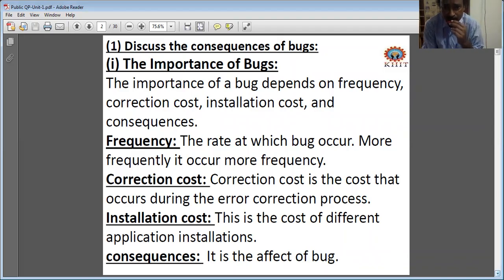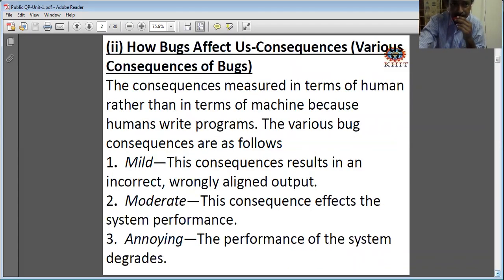Correction cost is the cost incurred during the error correction process. Installation cost is the cost of installing the application in different places. Consequences are the effect of a bug, how bugs affect us. The consequences are measured in terms of the human rather than in terms of the machine, because humans write programs.